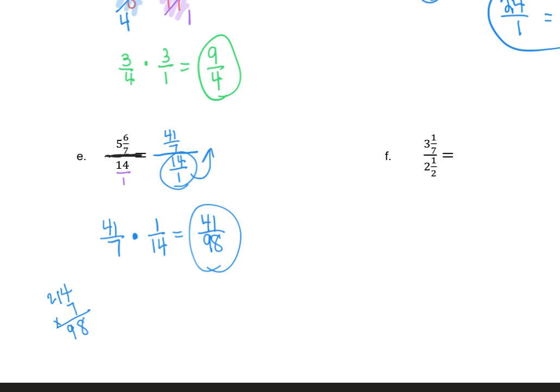All right, and my final one. I have mixed numbers. I need improper fractions. So I have 22 over 7 and I have 5 over 2. I'm going to bring the bottom one up and flip it. So I have 22 over 7 times 2 over 5. So I have 44 over 35. I have no common factors, so that is my answer.